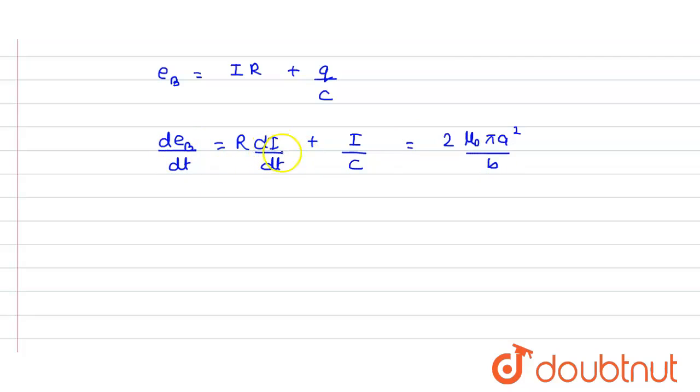Now from this expression we can get the value of di over dt. So di over dt would be equal to, we can just take all the terms to the other side, then it would turn out to be 2 mu naught pi A squared C minus Bi divided by R B C. This would be the value of di by dt.